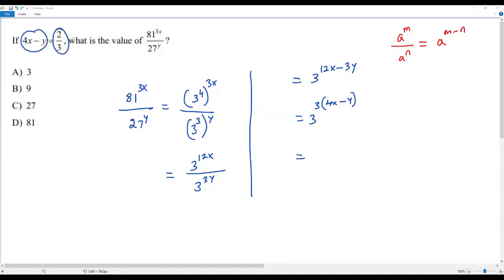Here we have the value for this 4x minus y. 4x minus y equals 2/3. So we can plug in this 2/3 for this 4x minus y. Then I'm getting 3 to the power of 3 times 2/3. Let me write it. Then this 3 will cancel out. Then we get 3 squared. So we know that the value of 3 squared is 9. Now I got the value of this expression. Its value is 9. We find 9 in answer choice B. The correct answer choice for this question is B.